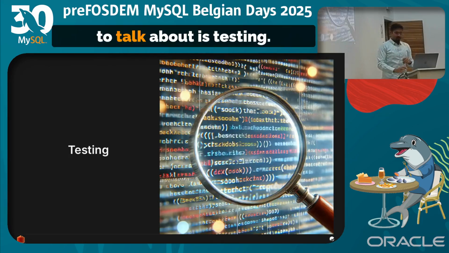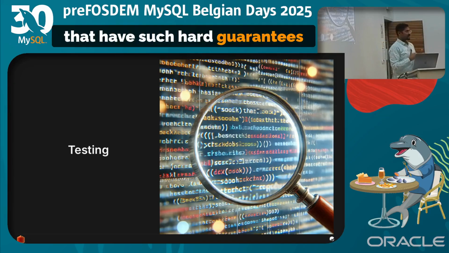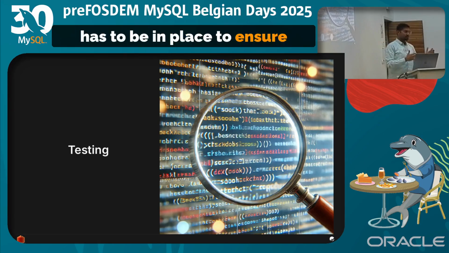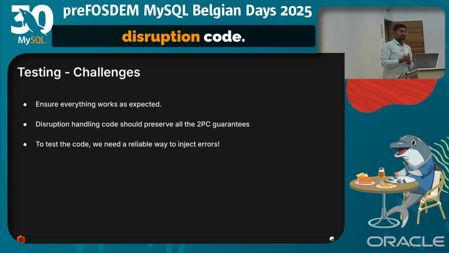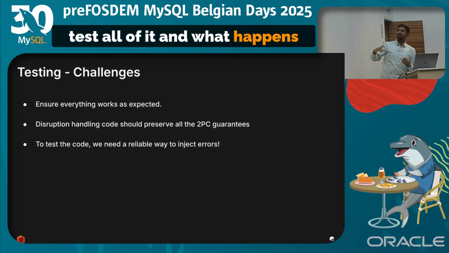The final thing that I wanted to talk about is testing. Working on any of the projects that have such hard guarantees that have to be met, one thing that you need to be sure of is the testing strategy has to be in place to ensure that everything works as expected. The challenges that we had is that we wanted to add disruption code, so all of this disruption handling code, and we want to test all of it and what happens in those situations.